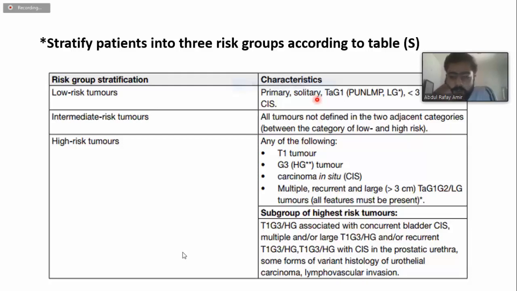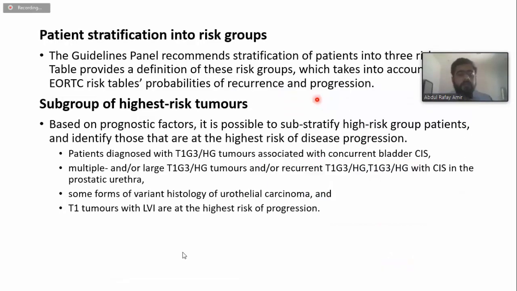So high grade tumor is further divided into a subgroup of higher risk tumors. The subgroup includes multiple tumors, large high grade tumor with recurrence, with CIS in prostatic urethra and variant histology. So this is the subgroup, and all those tumors that are not falling into any category are stratified as intermediate risk groups. This is what I've just said.